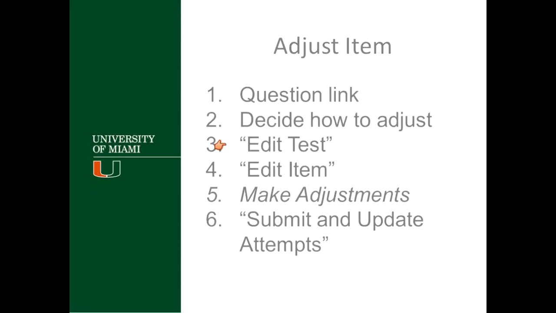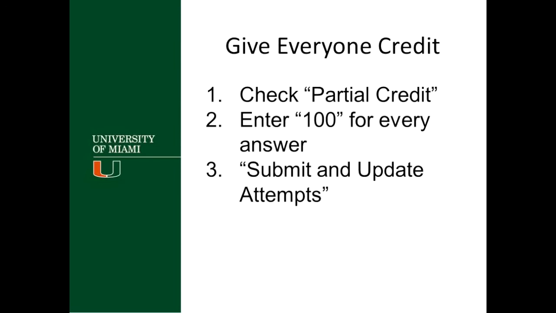You click on Edit Test. You find the item and click on the chevron to get the Edit Item option. You make the adjustments. You submit and update attempts. Does that make sense? I hope so.